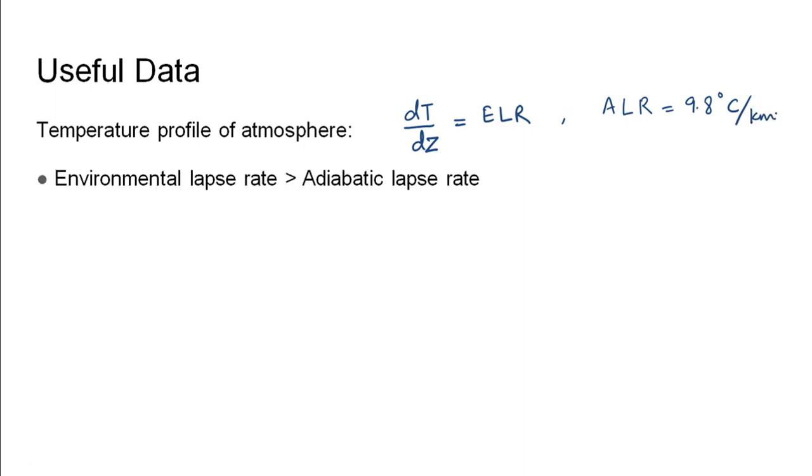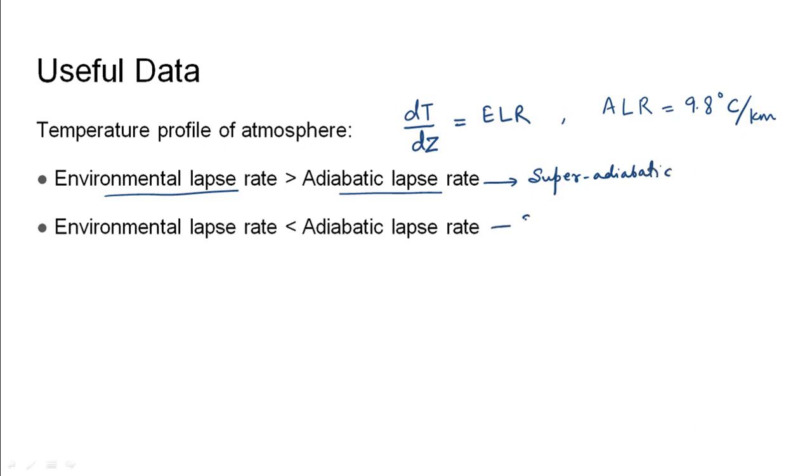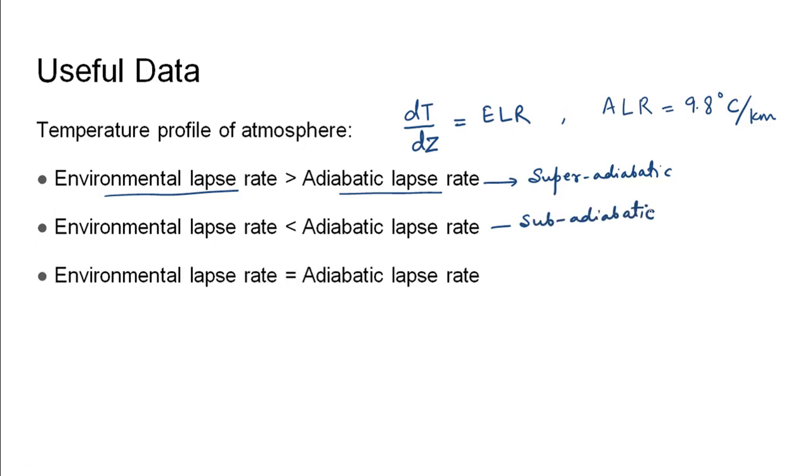So the first situation that exists is that the environmental lapse rate is greater than the adiabatic lapse rate. This is called a superadiabatic atmospheric condition. The second situation that exists is that the environmental lapse rate is less than the adiabatic lapse rate. This is called a subadiabatic situation. And the third situation is when both are equal, and that is a neutral atmospheric condition. So given the temperature profile of the atmosphere, we can compute the environmental lapse rate and then compare it with ALR to judge the type of atmospheric condition.